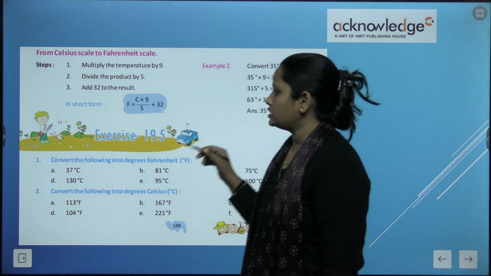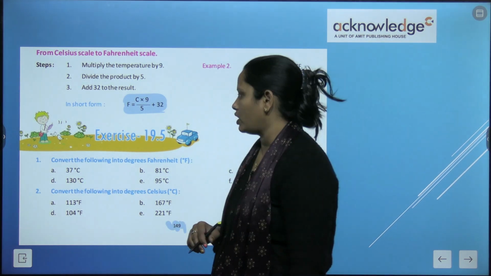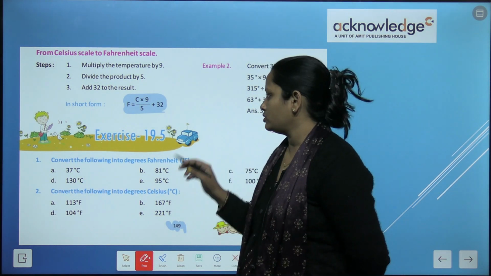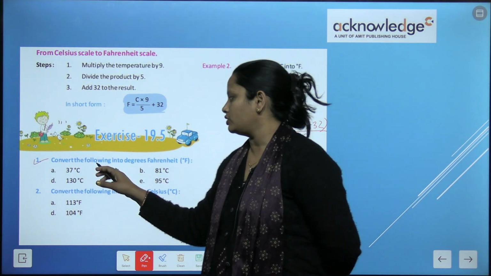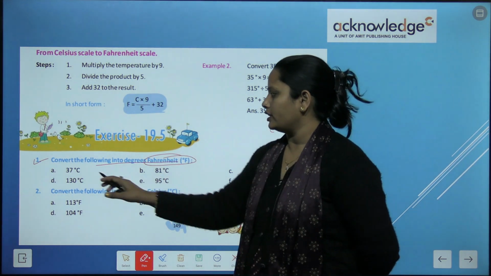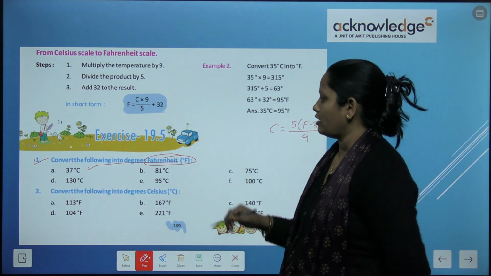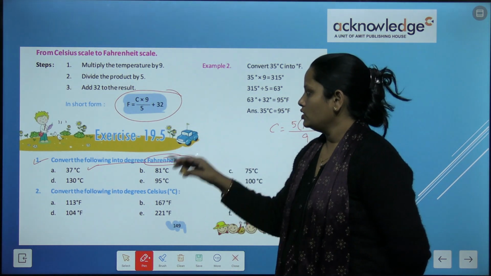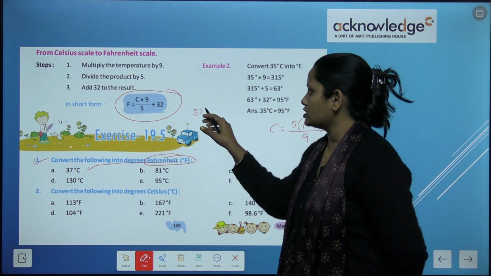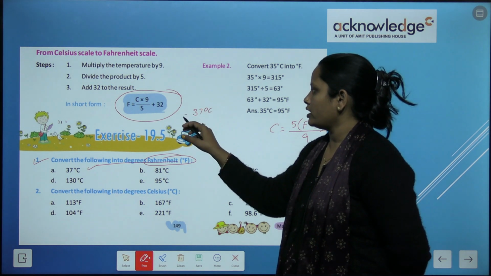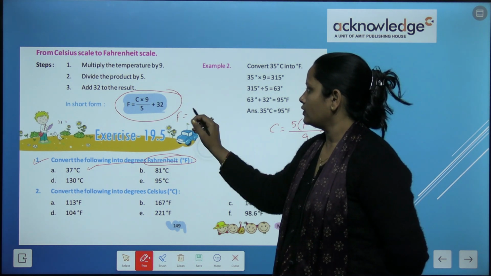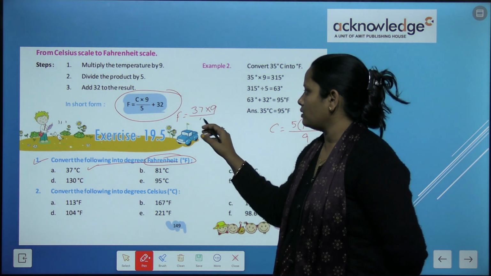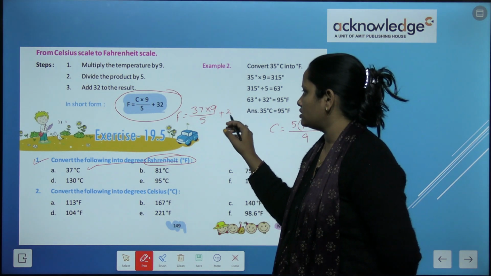So with this, let's start exercise 19.5. So children, let's start exercise 19.5. Here the first question is we have to convert the following degrees into Fahrenheit. So Celsius is given, we have to convert this into Fahrenheit. So we will use this formula here. So 37 degrees Celsius is given. So Fahrenheit will be 37 multiply 9 divided by 5 plus 32.